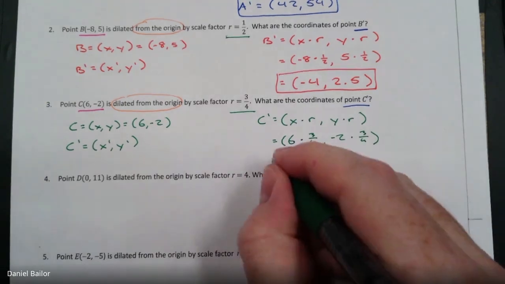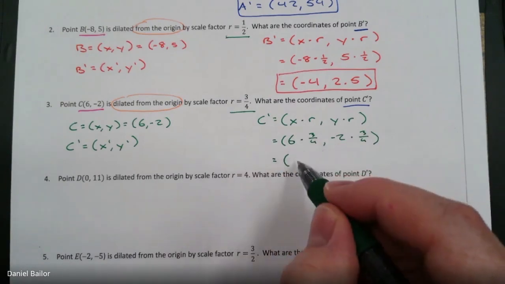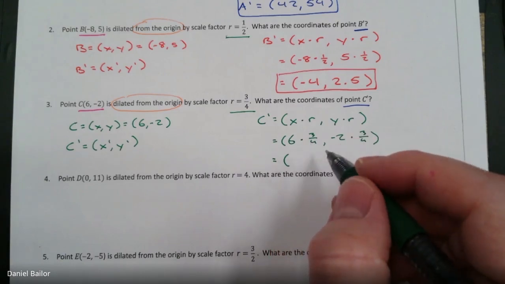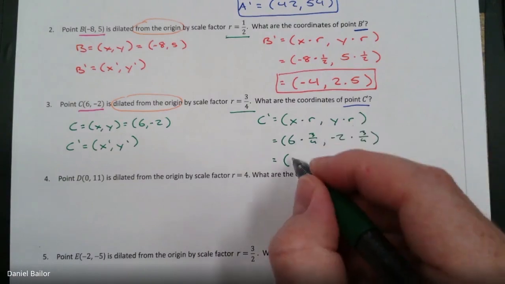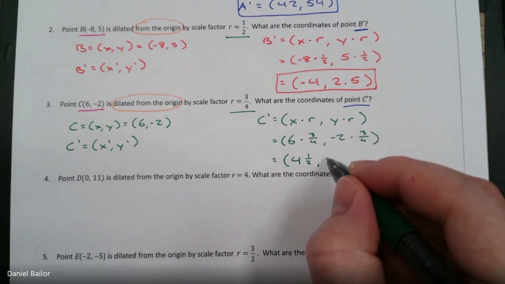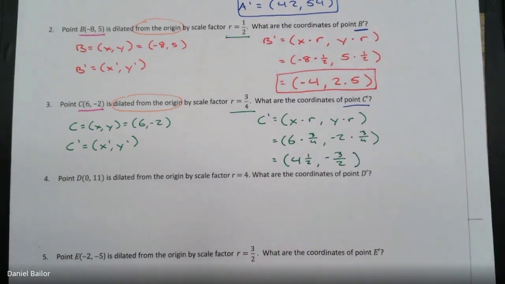If you multiply fractions, you find out that x prime is going to be, let's see, 4.5, I believe. Let me check that. Yeah, 4.5. And y prime is going to be -3/2, or -1.5. So those are the answers. Now, if you need to practice your multiplying of fractions, let me show you how I did these with multiplying of fractions.